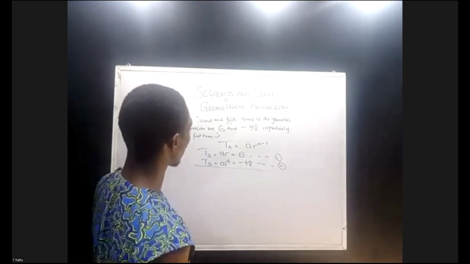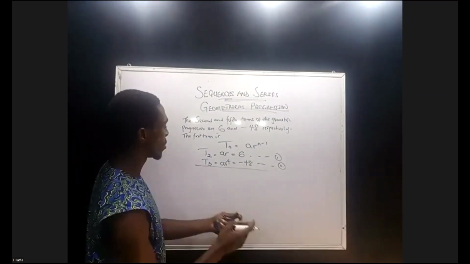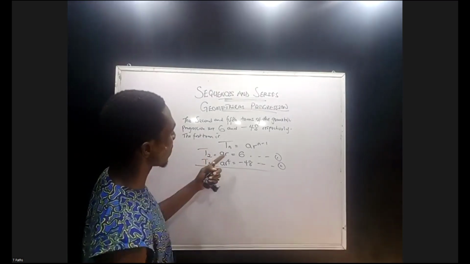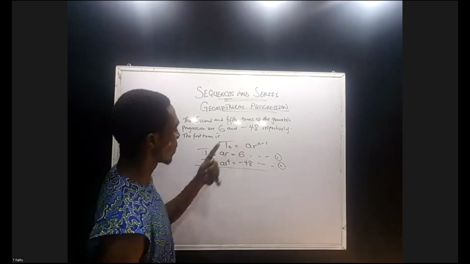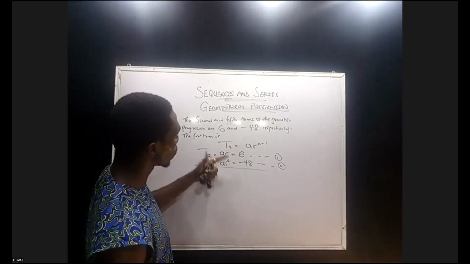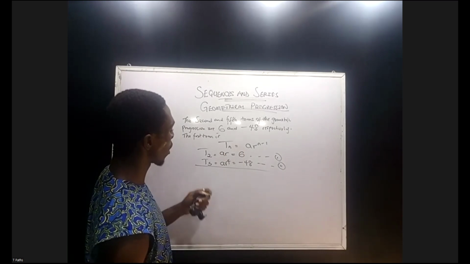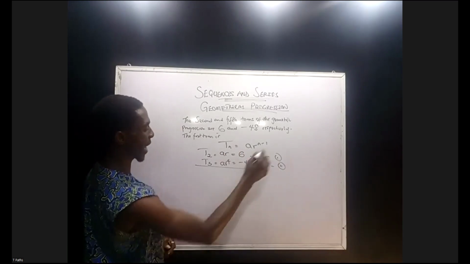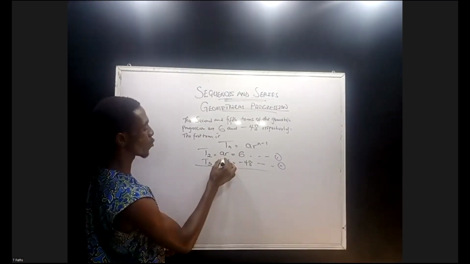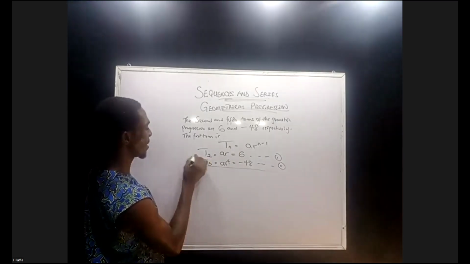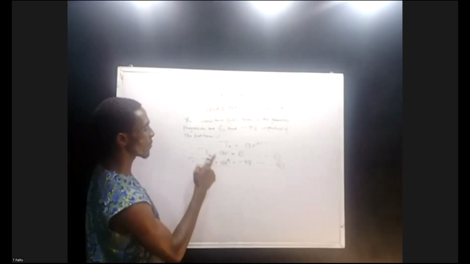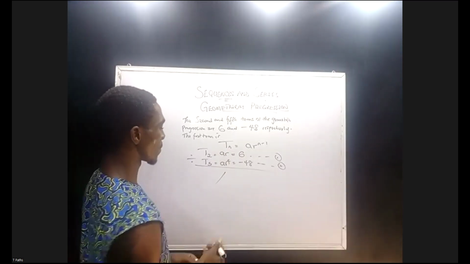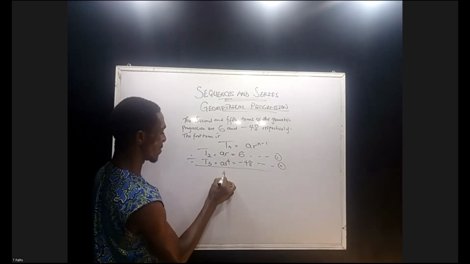Now, how do we solve simultaneously? You subtract, or you divide, or you multiply. Now, looking at this, we have AR and we have AR^4. So how can we solve this simultaneously? Dividing both sides will help us to eliminate the multiplication sign. So dividing both sides, equation 2 by equation 1, we have A divided by A, which is 1. So let me put a 1 there, an invisible 1.